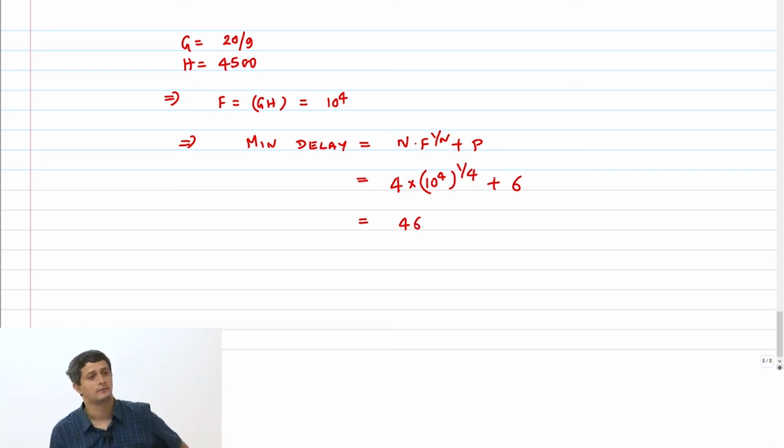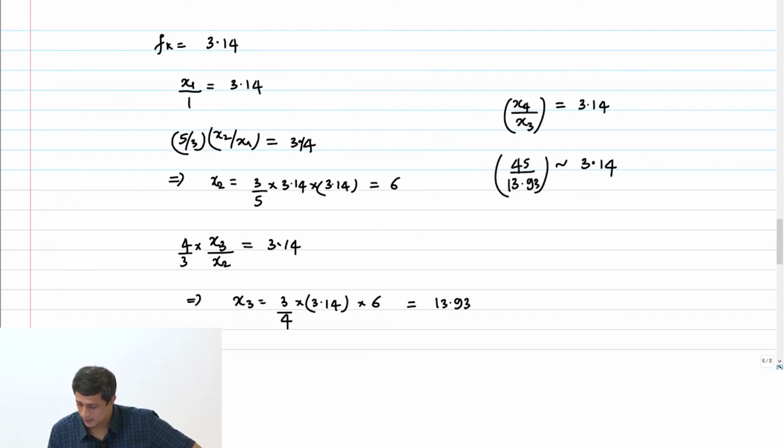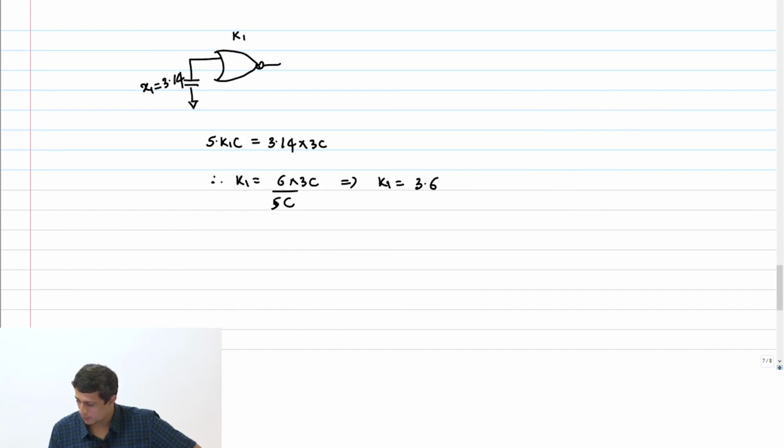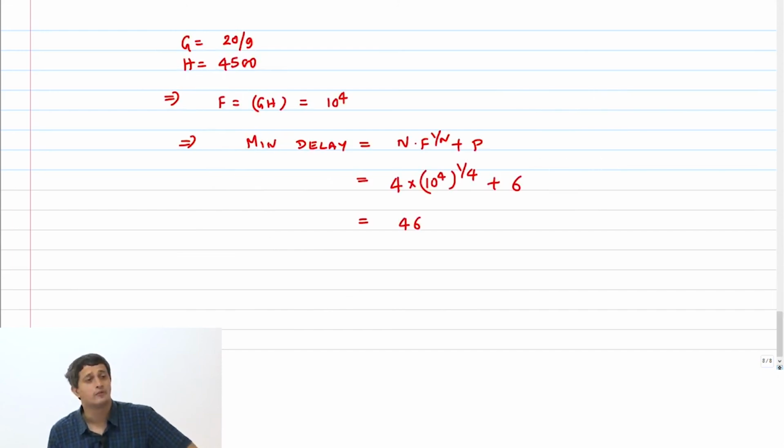46. Okay. What was the delay we got earlier? Minimum delay? 18 point something. Okay. Now the delay of this circuit has gone up significantly. Right? Question is, can I do something in order to bring this delay down further?